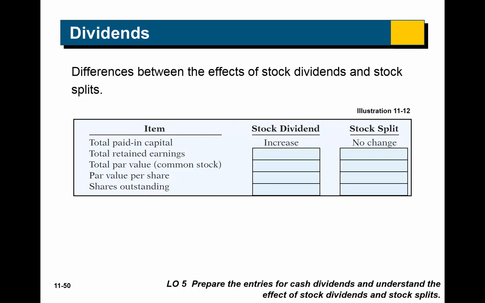Here's the difference in the effects of the stock dividend and the stock split. So the total paid-in capital with a stock dividend increases, but with a stock split, there's no change. Total retained earnings on a stock dividend will decrease. Remember, with a stock dividend, we're just taking money out of retained earnings and buying up shares of stock. But there'll be no change on the stock split. The total par value of the common stock will increase on a stock dividend and it will decrease on a stock split. The par value per share will have no change. Shares outstanding will have an increase.